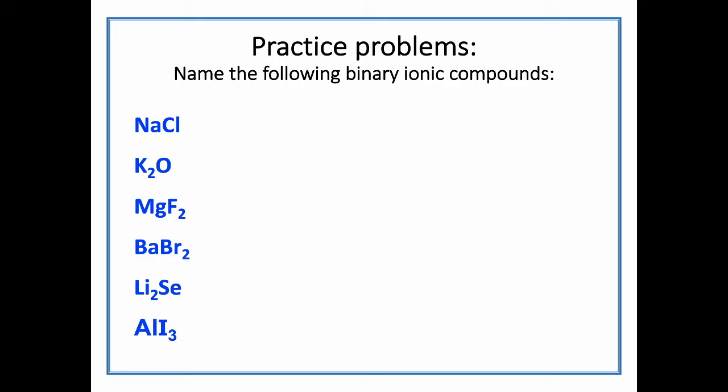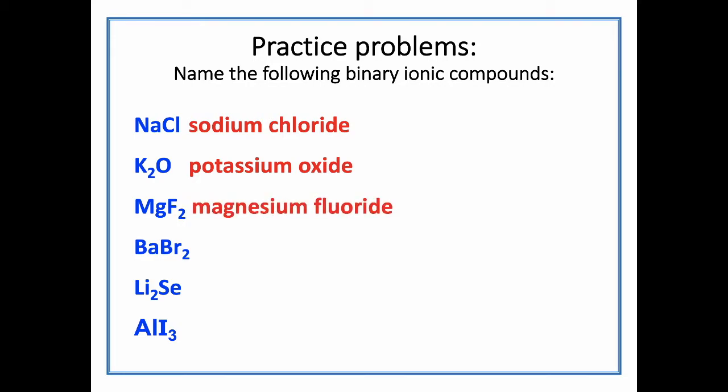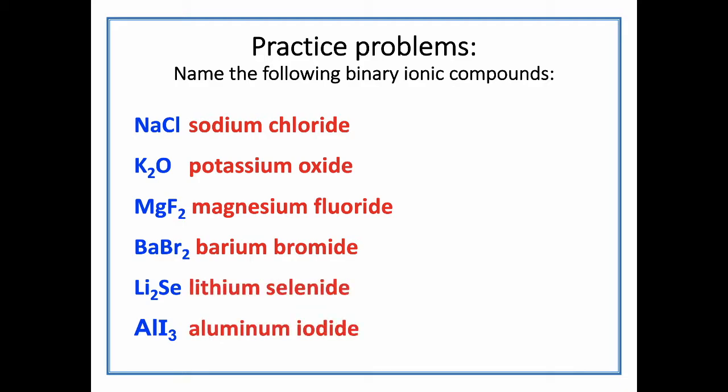Okay, so the first one, NaCl, is sodium chloride. K2O is potassium oxide. MgF2, magnesium fluoride. BaBr2, barium bromide. Li2Se, lithium selenide. And AlI3 is aluminum iodide.